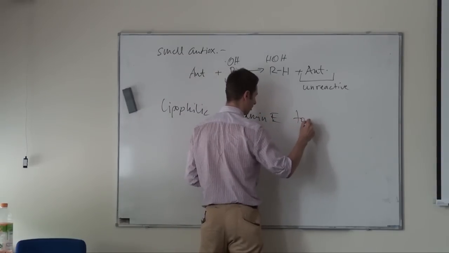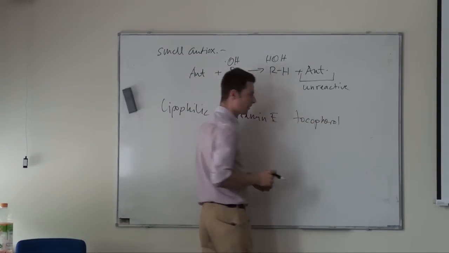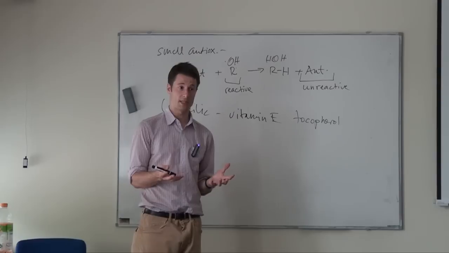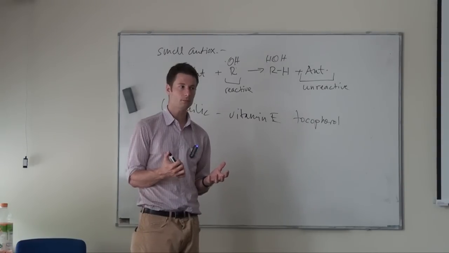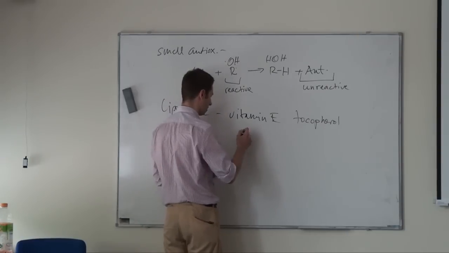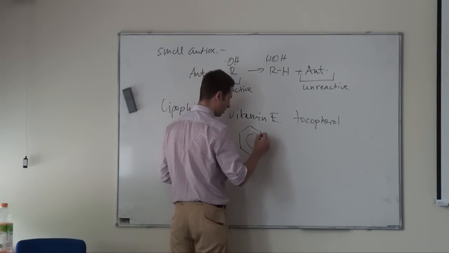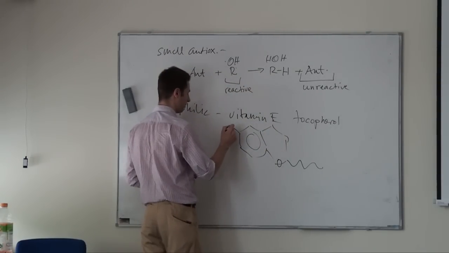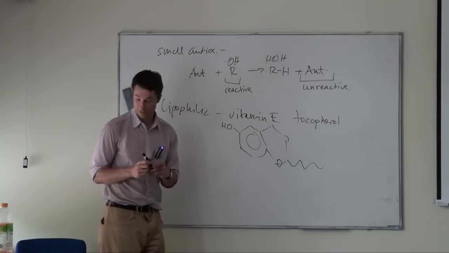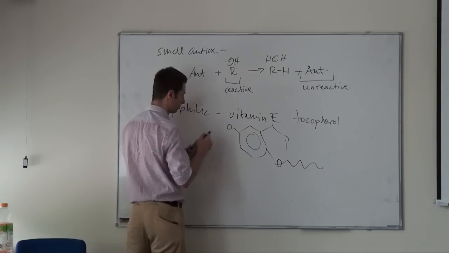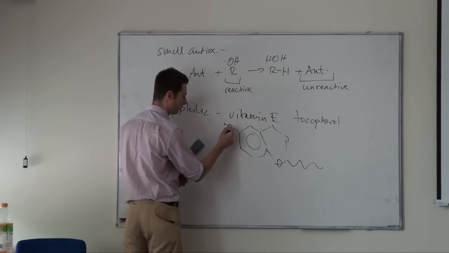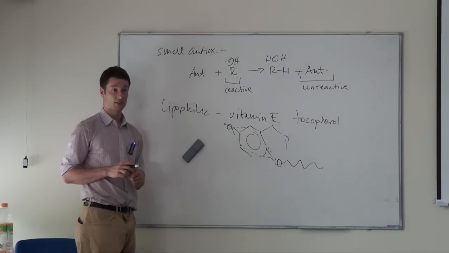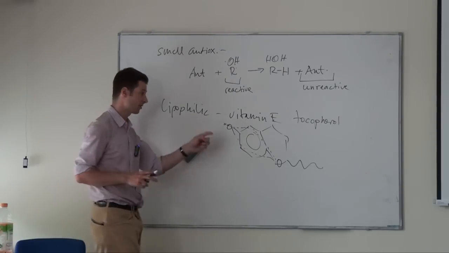Okay, vitamin E or tocopherol is a very important antioxidant in our membranes, especially in the cytoplasmic membrane. I'm not going to go into details about its structure, but it looks something like this. It can form a radical like that, and this radical is basically delocalized around this whole structure. That makes it relatively stable. Okay, so that's vitamin E.